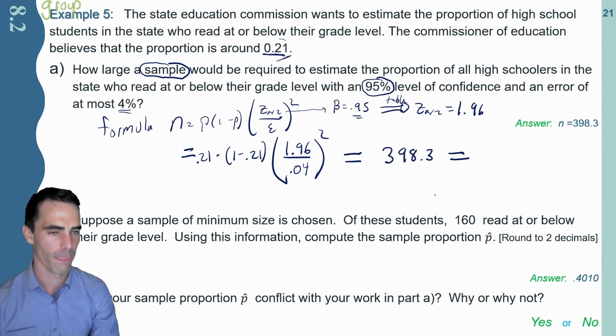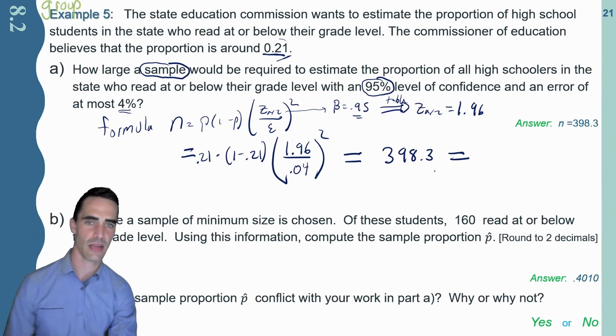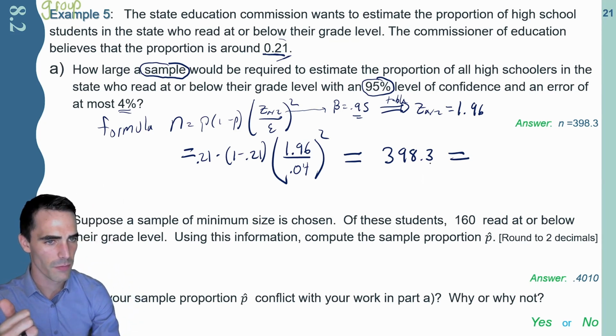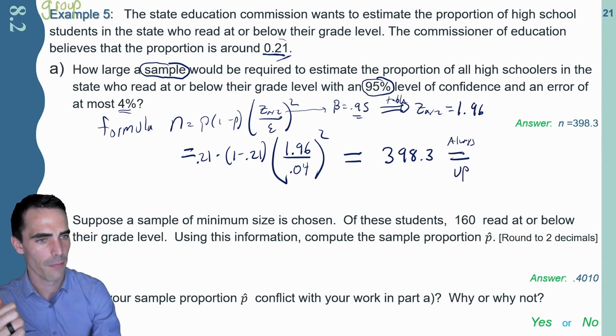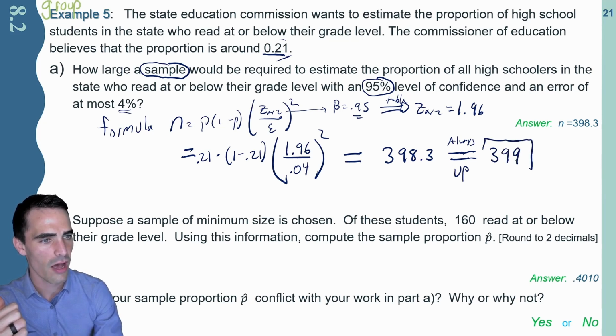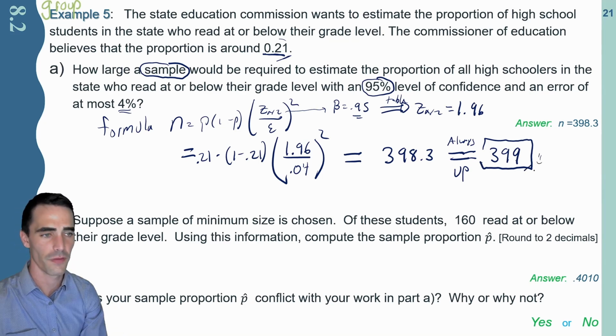398.3. You might be tempted to box that. Please do not. In fact, as a rule of thumb, you might be tempted to round down, but don't. Instead, with confidence intervals, we always round up. Always round up. It should be 399. That's how large of a sample we would recommend. Hopefully they took our recommendation.